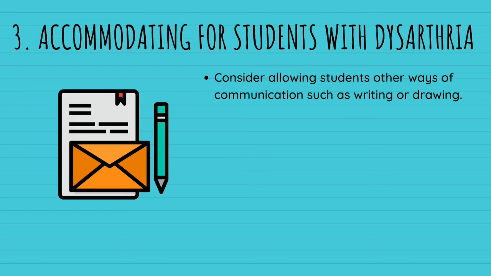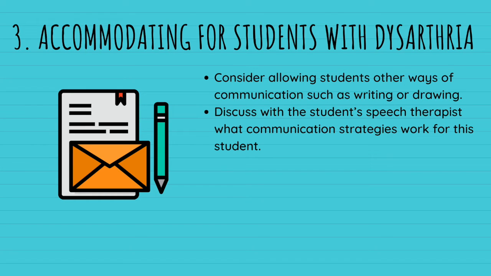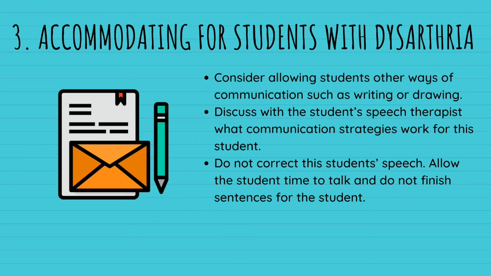For these students, we might consider allowing them other ways of communicating. A student with dysarthria might have a really hard time saying things clearly, so we might allow them to write or draw a response. With all of our students, we should be discussing with the student's speech therapist. And for students with dysarthria, we want to make sure that we're checking in about what communication strategies work best for this student. Again, we don't want to correct this student's speech, and we should allow them the time to talk and not finish sentences for them.